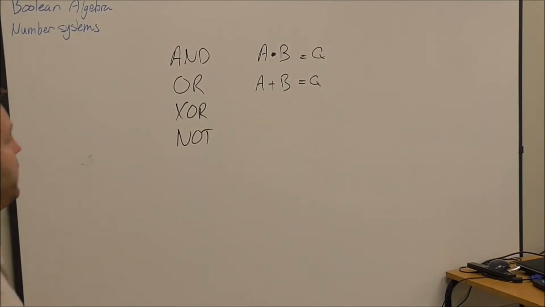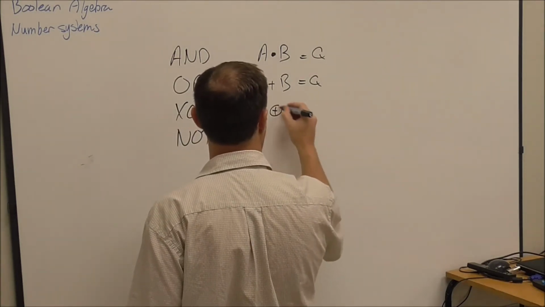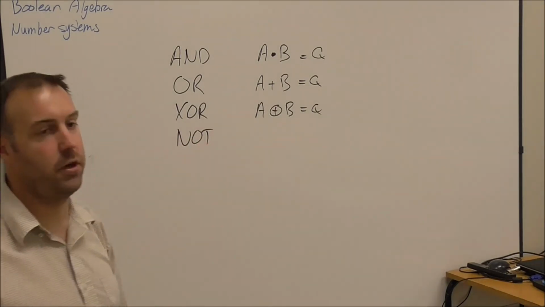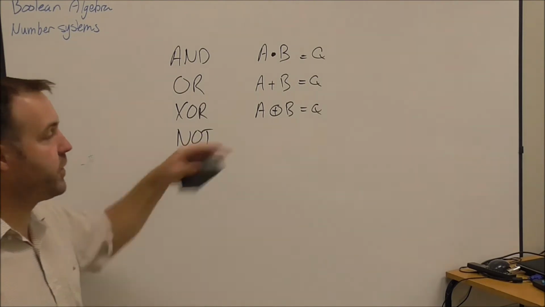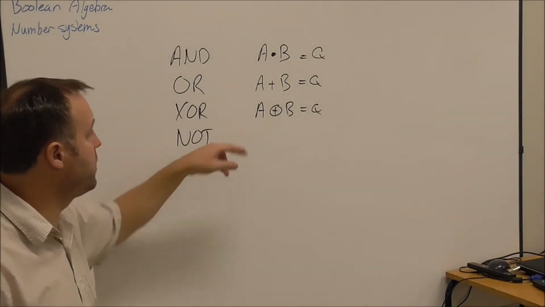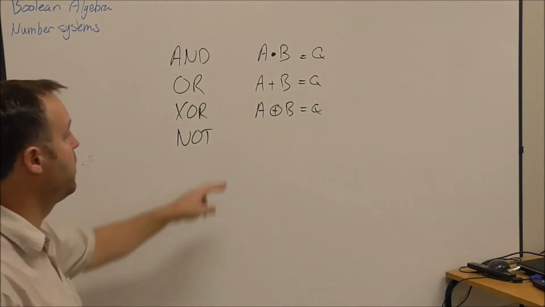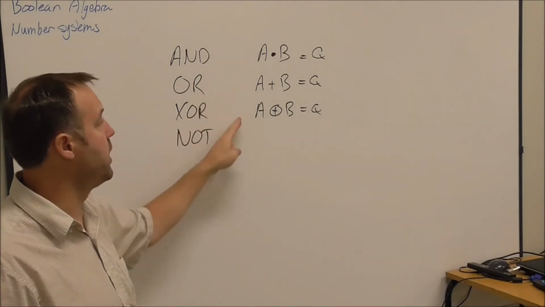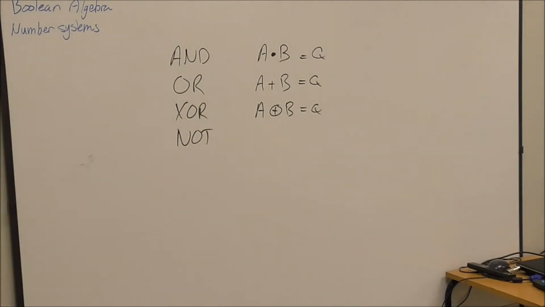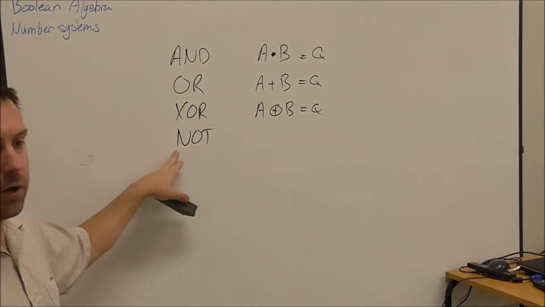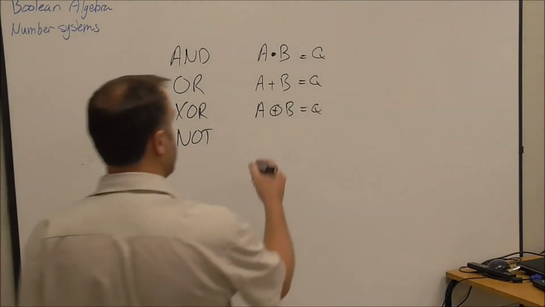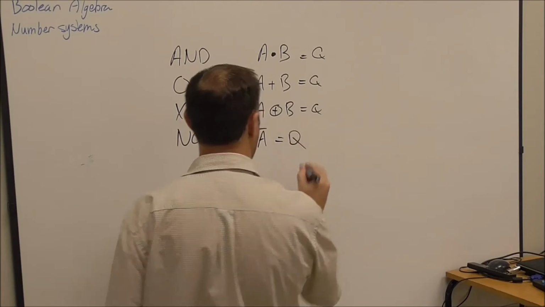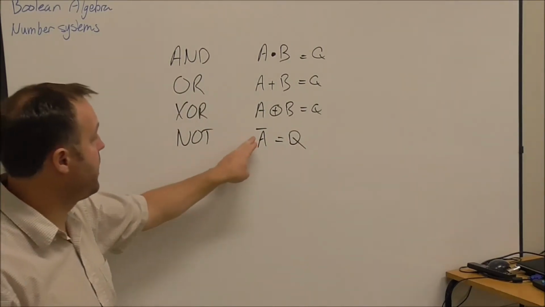And XOR is slightly different than OR. So we write A plus with a circle around it, B is Q. Okay, now for those of you who have done computer science, you'll see that they use different notation in computing than we do. Please try and remember in the exam to use this notation rather than the computer science notation. For a NOT gate or an inverter, there's only one input, and you put a bar over the top to indicate that it's inverted. So that means not A.